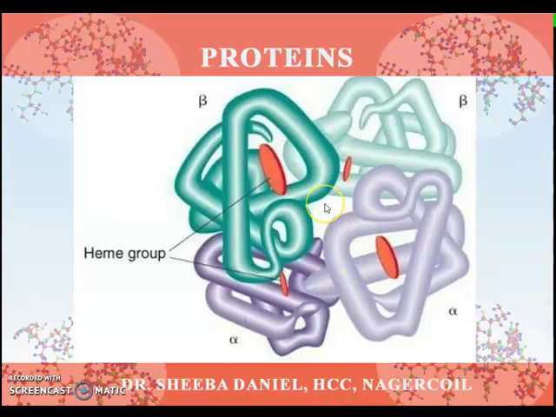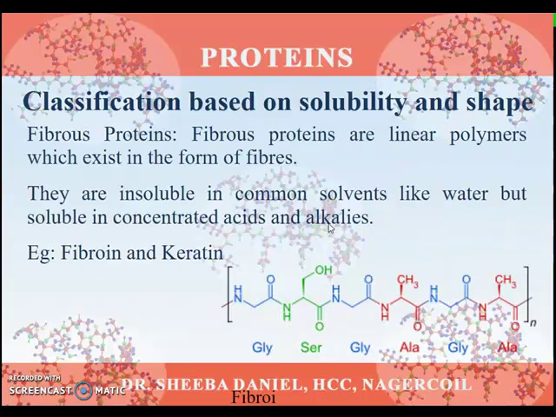Here is an example of hemoglobin. Hemoglobin is made up of 4 subunits, 2 identical alpha chains and 2 identical beta chains. Each subunit has a tertiary structure similar to that of myoglobin.